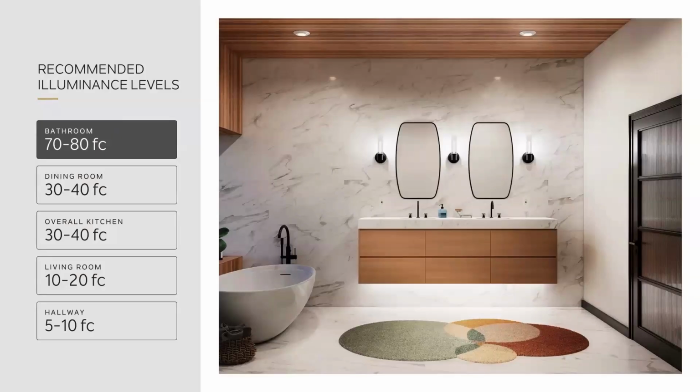So I talked a little bit about foot candles earlier, so we're going to talk about them now. And this is a good time for you to get a piece of paper, a pen, or perhaps take a photo of this screen. These are recommended illuminance levels for various areas in your home. So, for example, bathrooms should have about 70 to 80 foot candles. Kitchen and dining should probably have about 30 to 40.